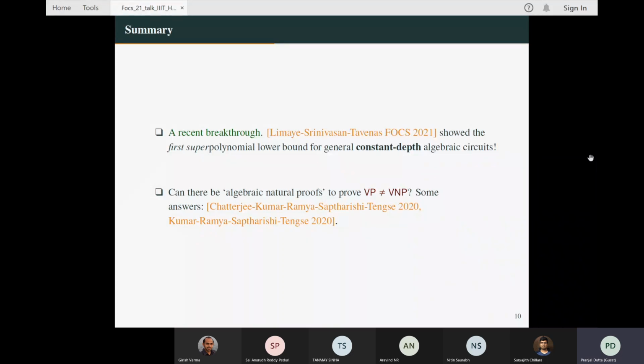So there are actually questions whether VP not equal to VP, you can prove whether algebraic natural proofs can exist or not, and there are some partial answers known, but this is also another interesting paradigm which I will not be talking about. And then this actually has an intimate connection with lower bounds as well.